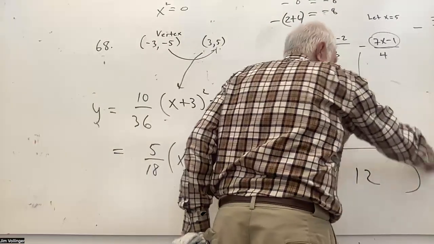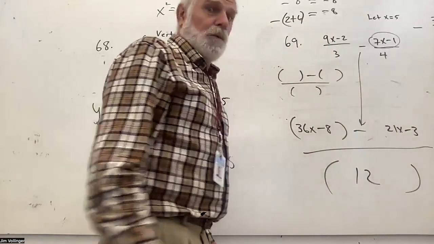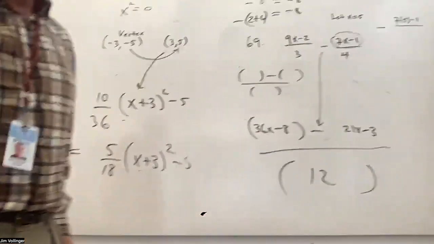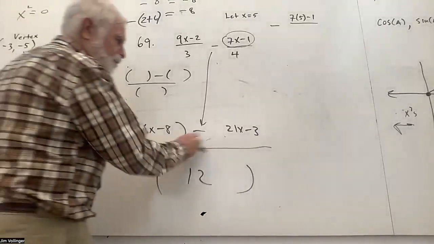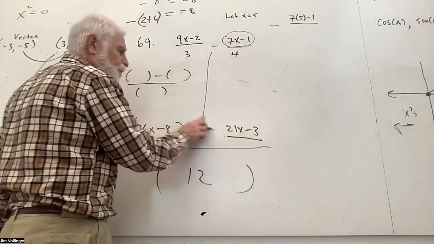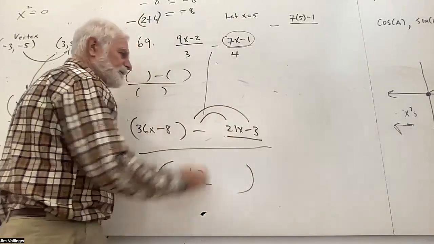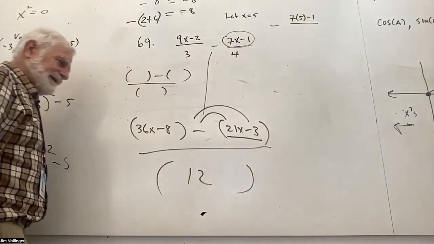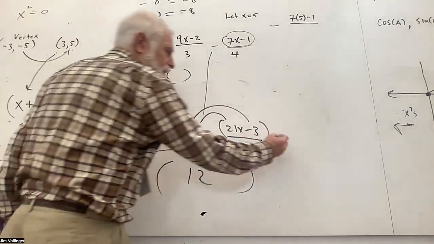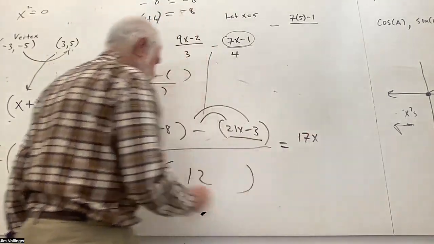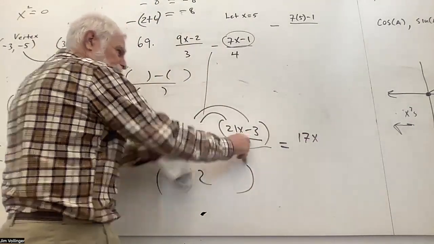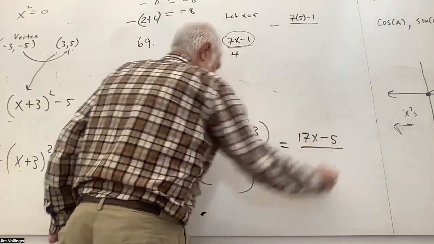Without that parentheses, and this is a really important conceptual situation that you've got to understand: subtracting something with 2 parts, you've got to subtract both parts. Put it in parentheses. So what do we have? We've got 36 minus 21, 17x minus 8 plus 3 minus 5 over 12.